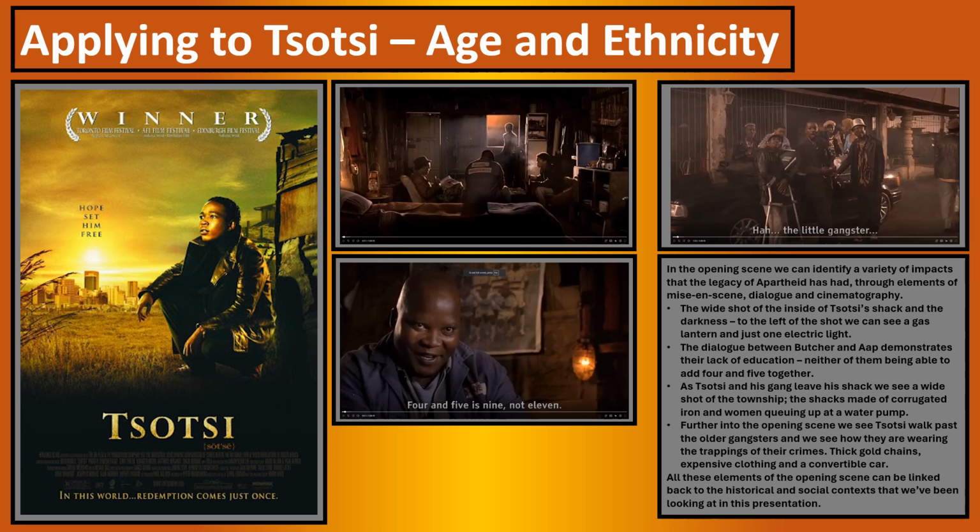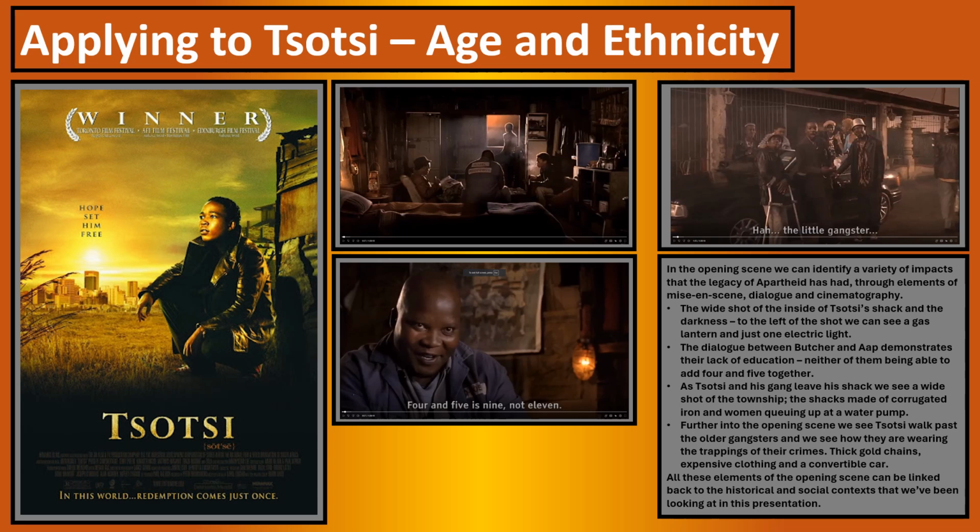And as Tsotsi and his gang leave his shack, we see a wide shot of the township. We see the shacks made of corrugated iron, women queuing up at a water pump. Again, it demonstrates that lack of resources, lack of access to amenities, lack of facilities, and the poverty that is endemic in these townships.